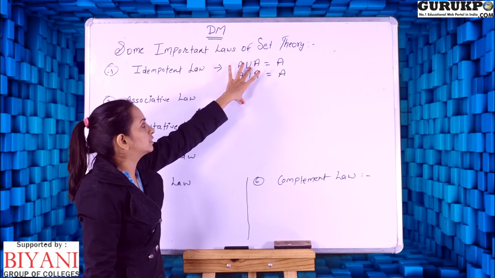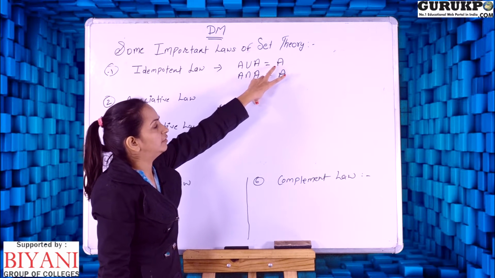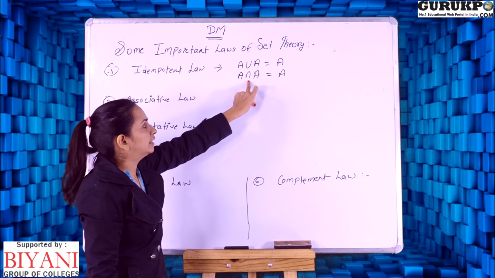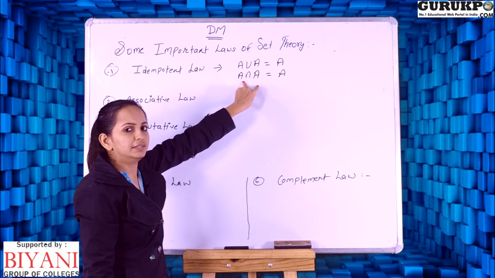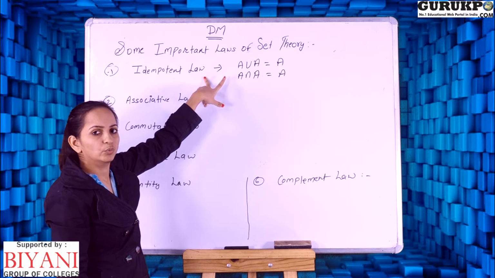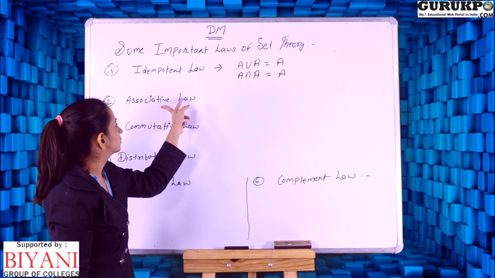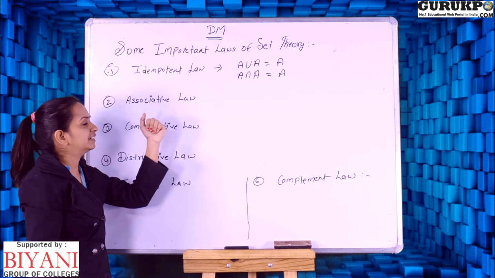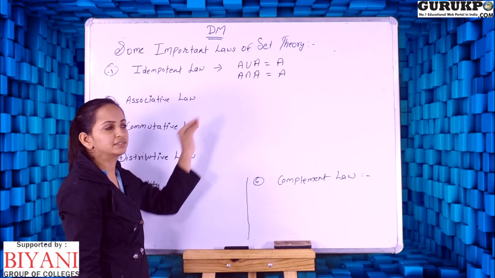When we apply the union operation on the same set, I will get the same set again. If I apply the intersection operation on the same set, I will get the same set again. So this law is called the idempotent law. Okay. And the second law is called the associative law. It is a very familiar name for maths students.